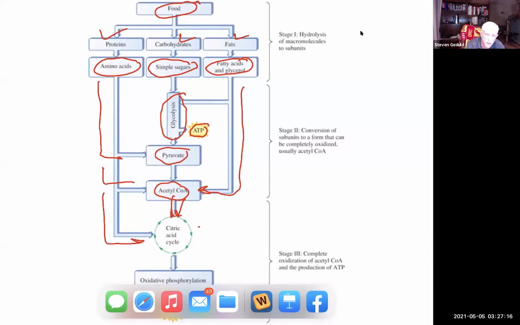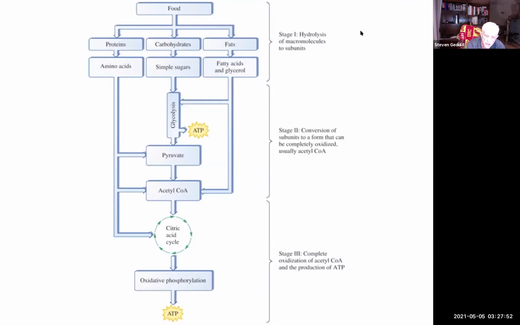So every one of those food groups, whether it's proteins, carbohydrates, or fats, is going to enter the citric acid cycle. Oxidative phosphorylation is oxidation of acetyl coenzyme A, and that produces ATP. And we show how much it's going to produce depending on what we put into it.